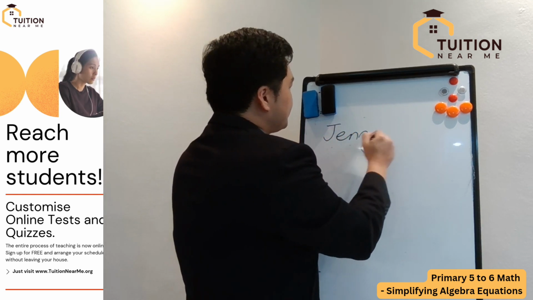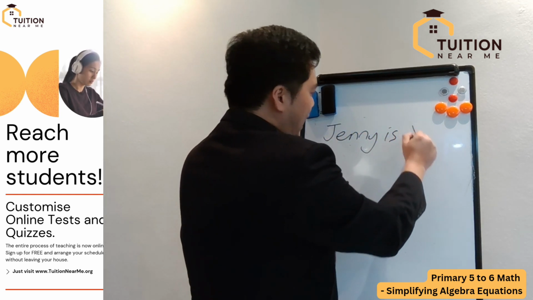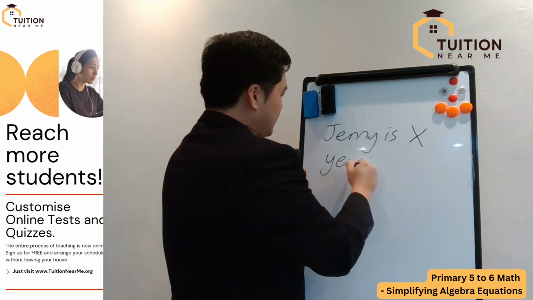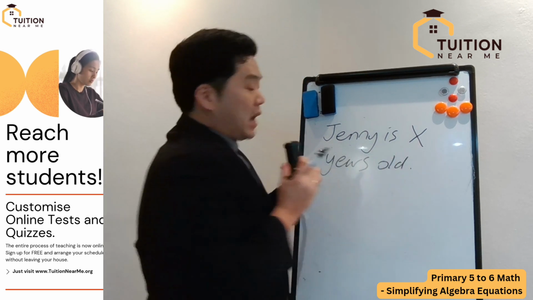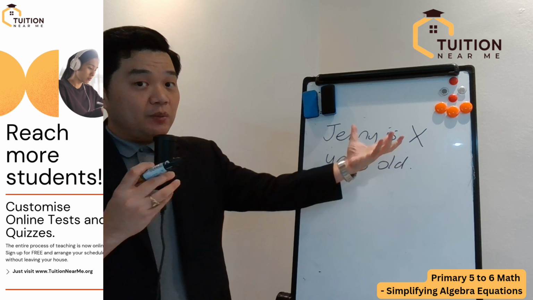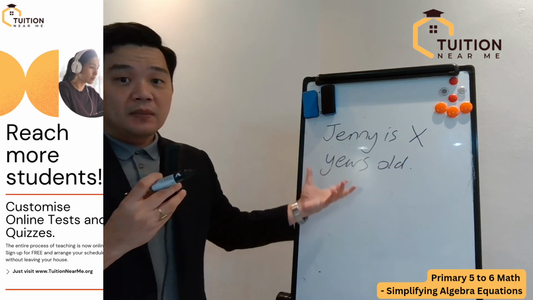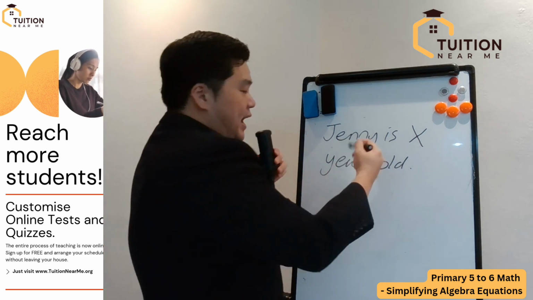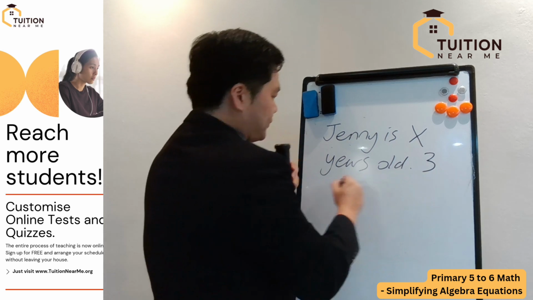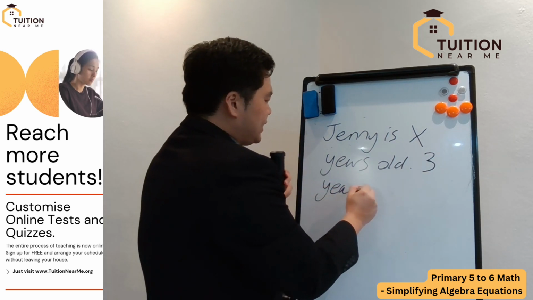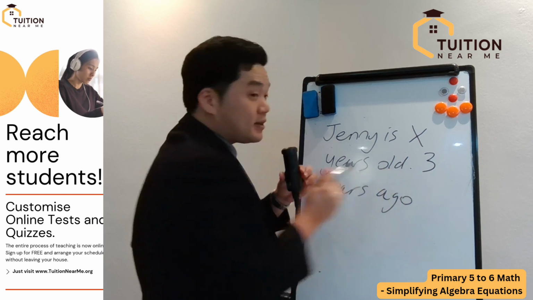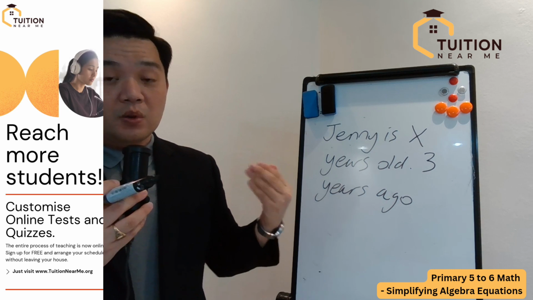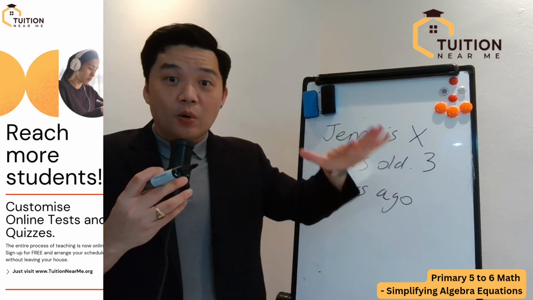Let's say Jenny, this time round, is X years old, right? So currently she is X years old. What you must do is bring the X down as the first component of the equation. I'm going to show you how to do it in a while. So Jenny is X years old, and 3 years ago, in this case, let's say 3 years ago. 3 years ago means in the past. It has already passed, all right? So Jenny is X years old currently.